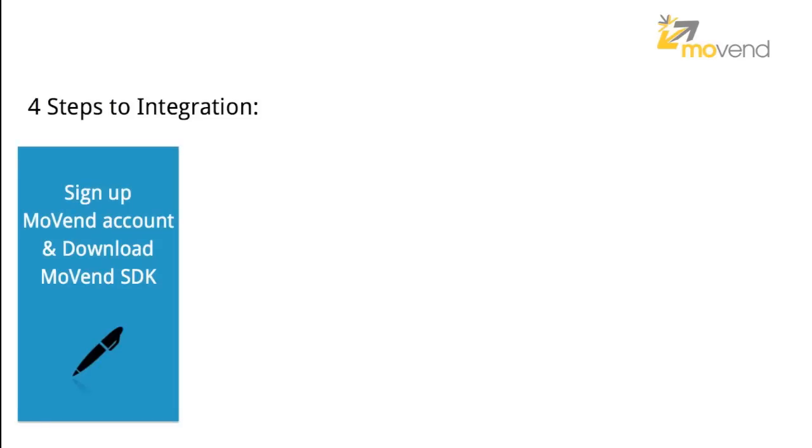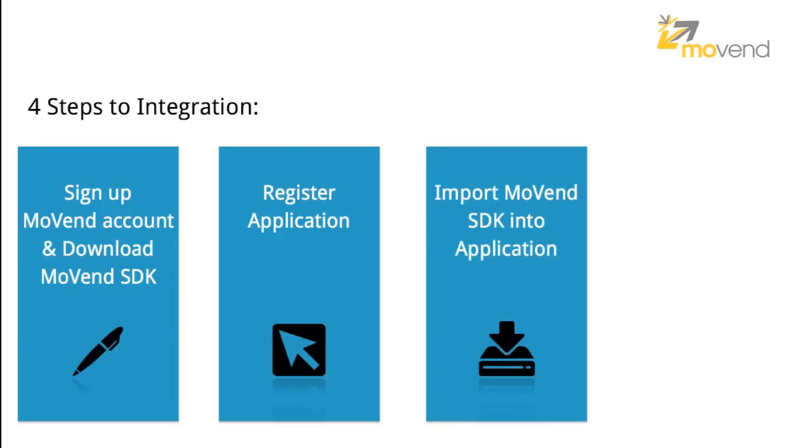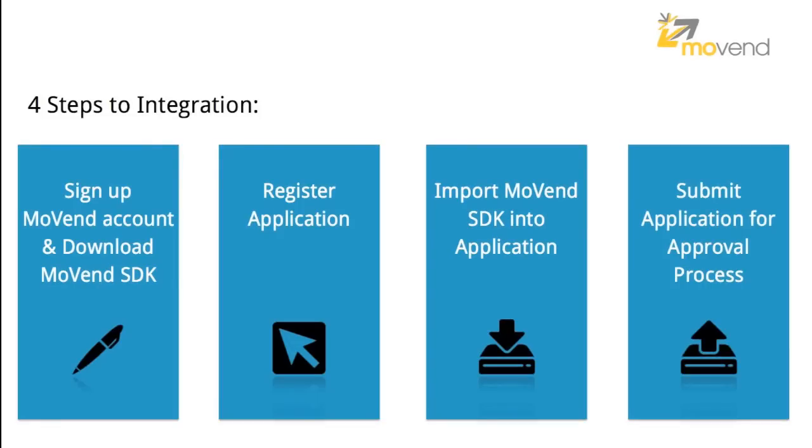There are 4 basic steps in integrating Moven within your application. First, you would need to sign up and download the Moven SDK from moven.com. Next, register your application information on our Moven dashboard so that Moven can keep track of it. The third step, you would need to import the Moven SDK and use the Moven API to initiate the purchase of products. This portion requires some coding for integration with Moven. Lastly, submit the applications onto the Moven dashboard for your apps to be approved.